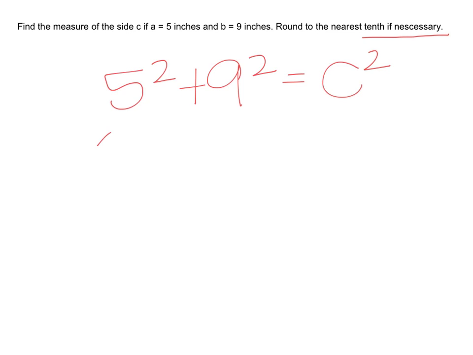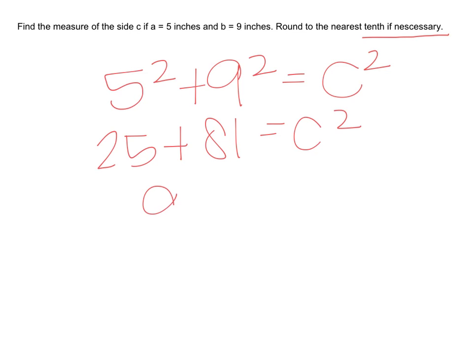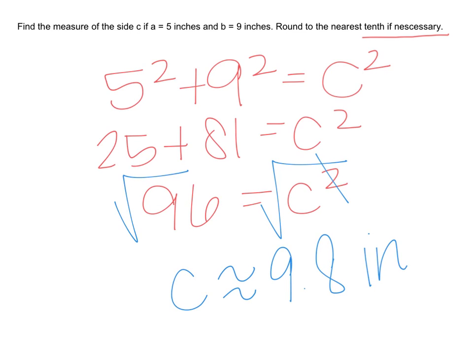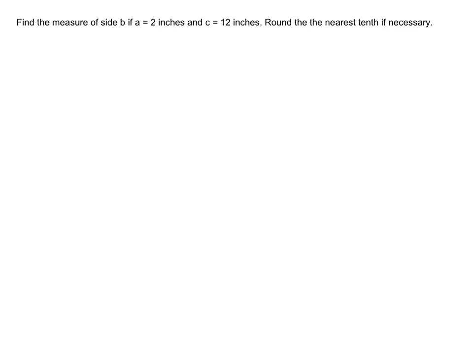Okay, so what you should have done is 25 plus 81 equals C squared, which gives me 96 equals C squared. I'm going to take the square root of both sides. So C is about 9.8 inches. All right, I want you to do this one with your partner, so go ahead and start it, and then in about 2 minutes you can play the video.